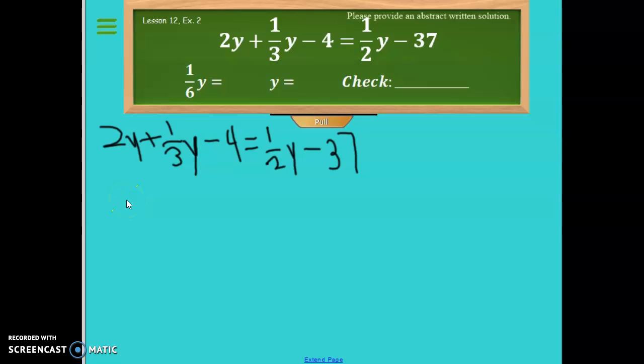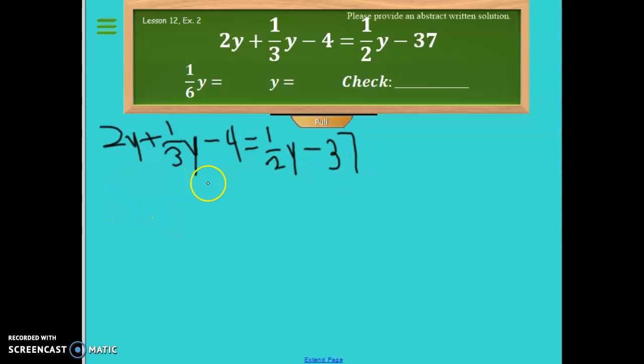Okay, boys and girls, this is example 2 of lesson 12. You can see that I have already written down the equation, and now we're going to start simplifying it so that we can solve it. We're going to use pencil and paper to do this. So I have 2y plus 1/3 y minus 4 equals 1/2 of y minus 37.